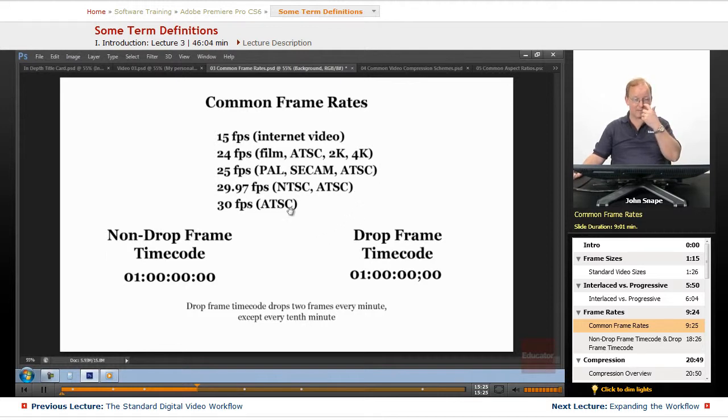But ATSC also has 30 frames a second. If you're actually broadcasting NTSC in grayscale, which I don't know anybody that does, you can have that as 30 frames a second with no problem. If somebody's watching on one of those original grayscale televisions, it will display the image at 30 frames a second if you're broadcasting at that rate.